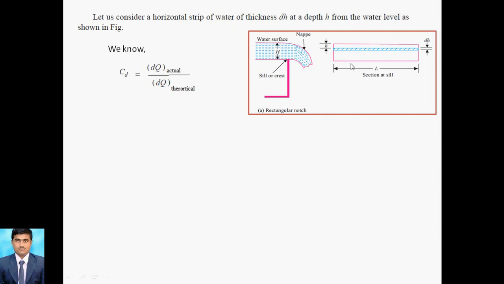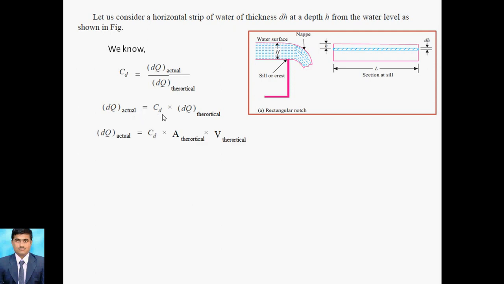Now, as we know, CD is equal to actual discharge upon theoretical discharge, but we have to estimate it for the smallest strip. So for the smallest strip, we can write CD is equal to dQ actual upon dQ theoretical, because it is the smallest discharge flowing through this smallest strip. What is dQ actual? It is CD into dQ theoretical, we only transfer it to that side.